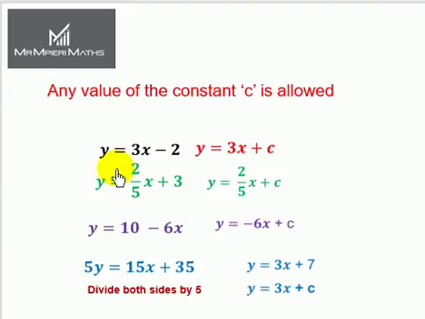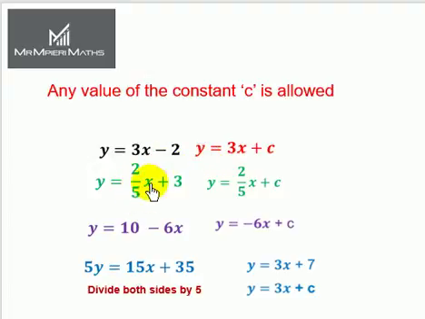Okay, now here, let's look at the first equation. y equals 3x minus 2. The line parallel to this must have 3x because the gradient has to be the same, 3. So we have y equals 3x. Now the y-intercept could be different. That's why I put c here. It doesn't matter what value you choose here, you are correct. If you put 3x plus 2, you are correct. If you put 3x plus 7, you are correct. Whatever value you put here, you are correct, provided the gradients are the same.